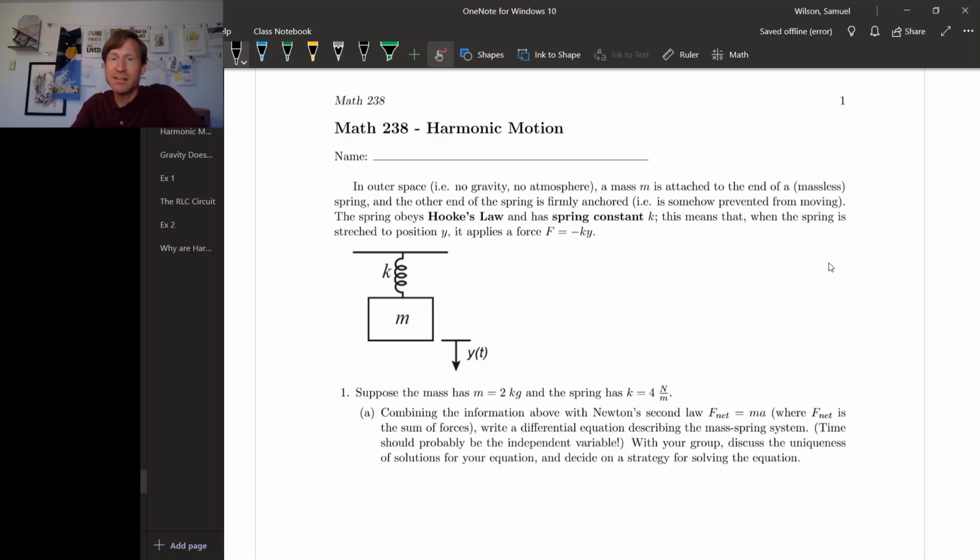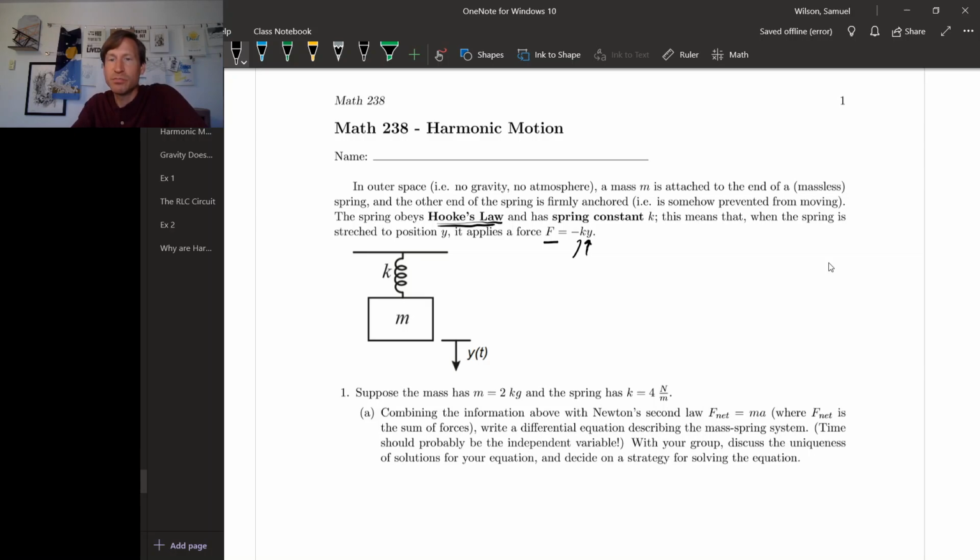So classically speaking, to model a mass hanging from a spring, we're going to assume that our spring obeys what's called Hooke's law. And Hooke's law says that the force exerted by a spring is proportional to the displacement of that spring from its so-called natural length, its sort of resting position. So y is the coordinate that describes the position of the mass. So y equals 0 is at the natural length of the spring.